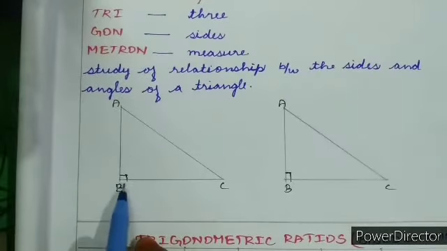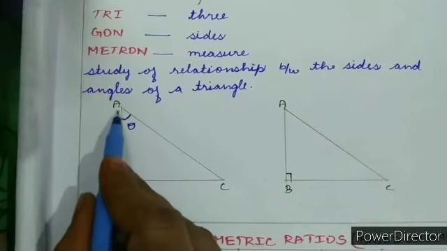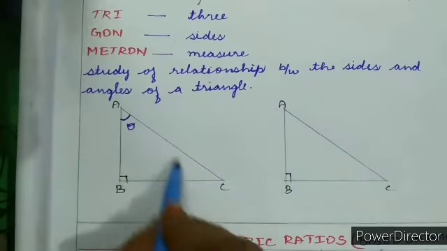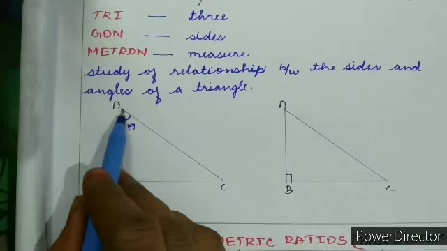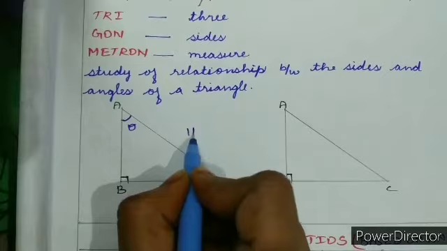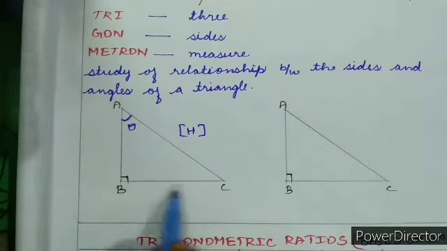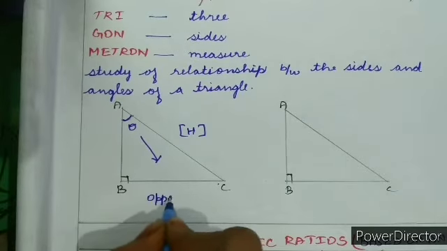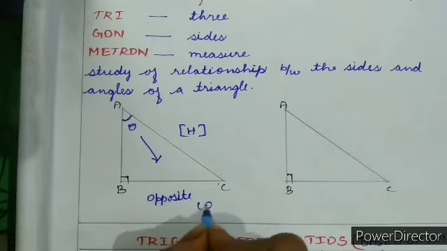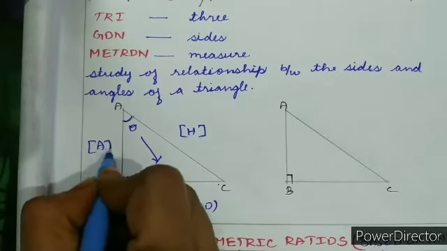Now let's consider a right angle triangle which is right angled at B. Let's take angle A. Now we are going to name the sides of the triangle. We know in a right angle triangle, the side which is of the greatest length is the hypotenuse. If we take angle A, the side which is opposite to angle A is the opposite side, and the side which is along angle A is said to be the adjacent side.